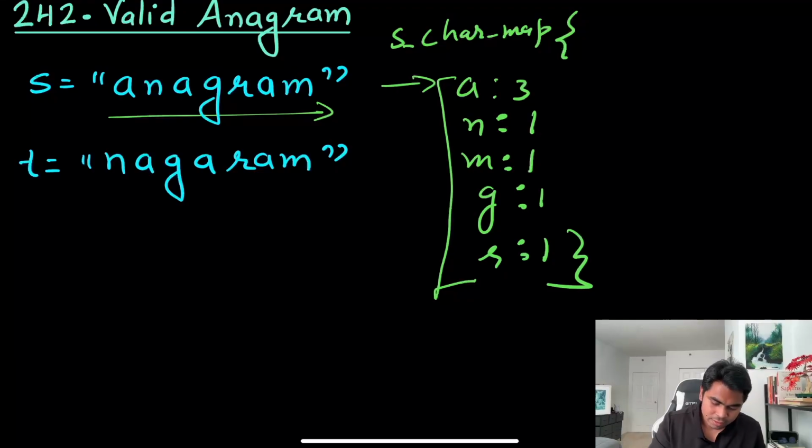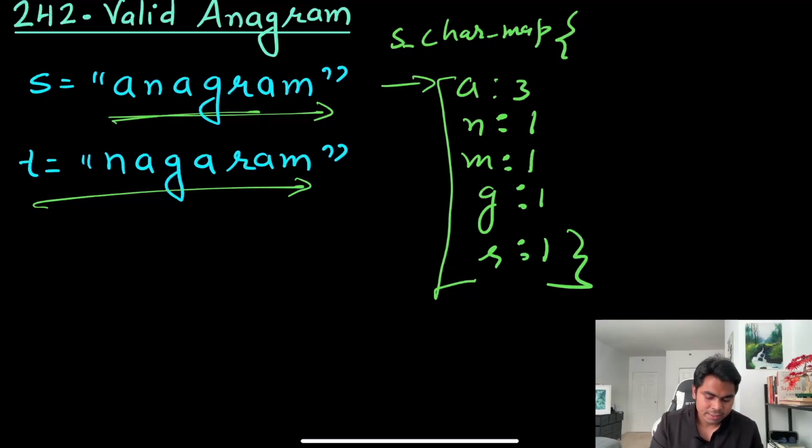So if s and t are anagrams, then if I go through t, whatever frequency I have incremented while going through s, I will decrement. So for n, I will reduce this to 0. Then a, now it becomes 2.